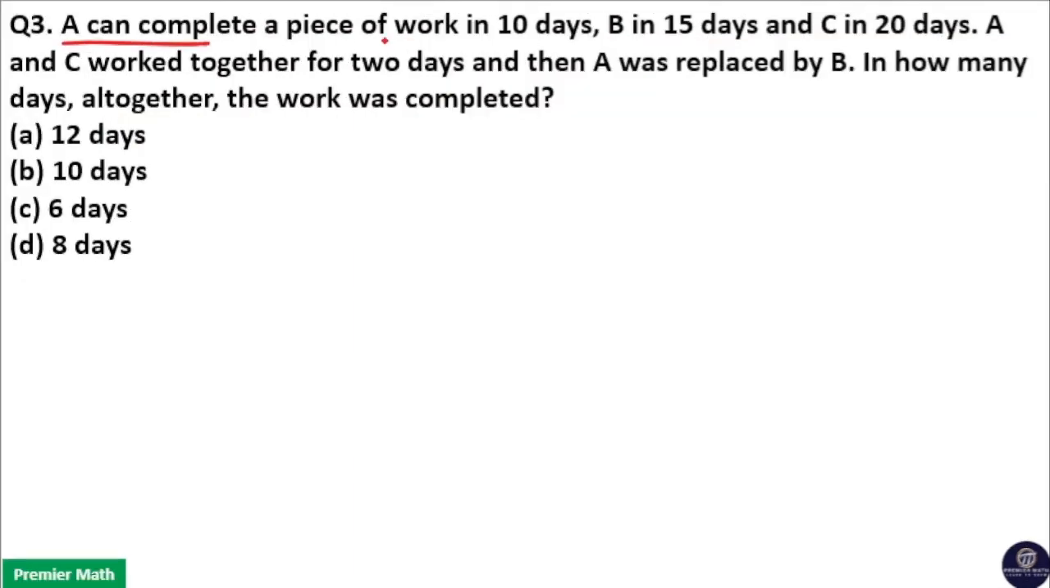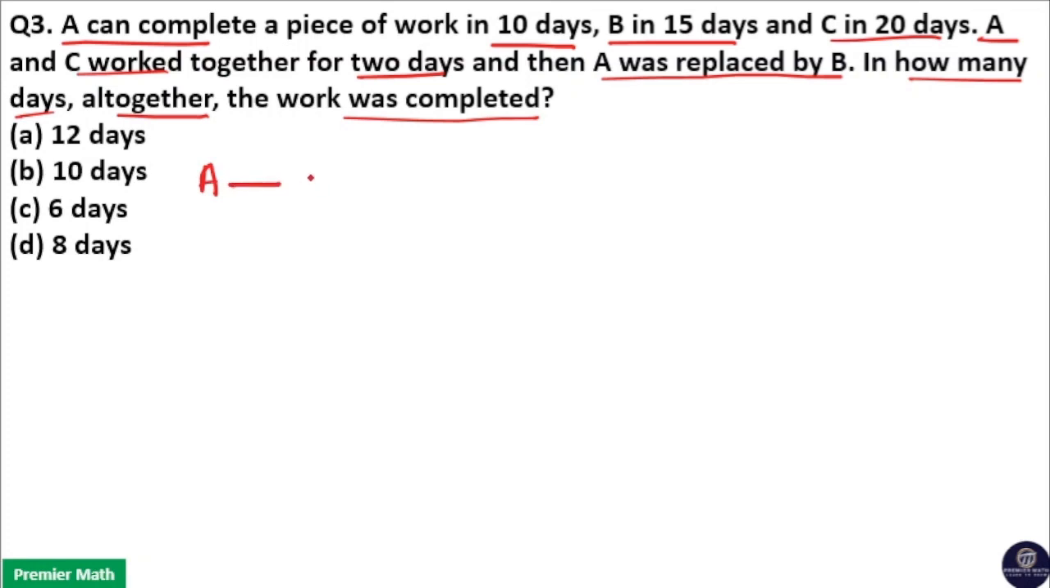A can complete a piece of work in 10 days, B in 15 days, C in 20 days. A and C worked together for 2 days and then A was replaced by B. In how many days altogether was the work completed? Here A can complete a work in 10 days, B can do the same work in 15 days, C can complete the same work in 20 days.